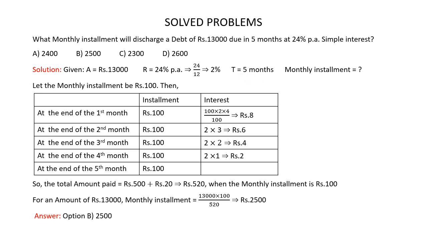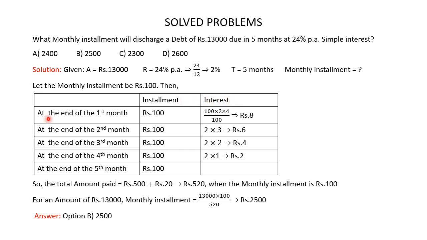Now we are asked to find out the monthly installment. So let's assume that the monthly installment is rupees 100. Now we know that the amount has to be paid off in 5 months. So payment has to be made for 5 months. Now this monthly payment will include the monthly installment plus interest.